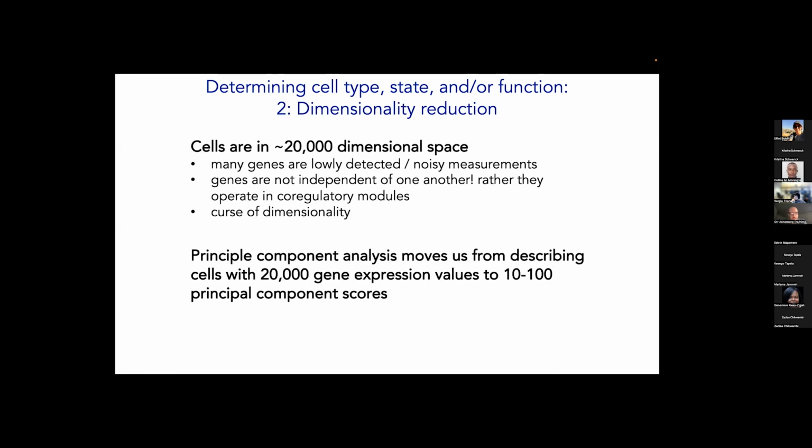Okay. So the next step is another step forward in reducing the dimensionality even more. So as I said before, the cells are in 20,000 dimensional space. And some genes are lowly detected, and some are just not expressed because of the biology of the system. Another really fundamental aspect of biology is that the genes are not independent of one another.